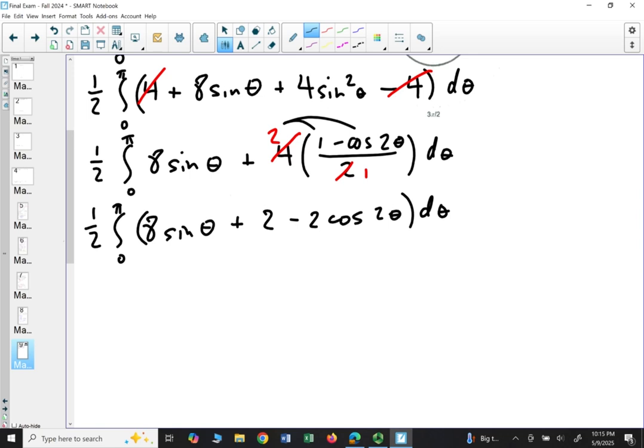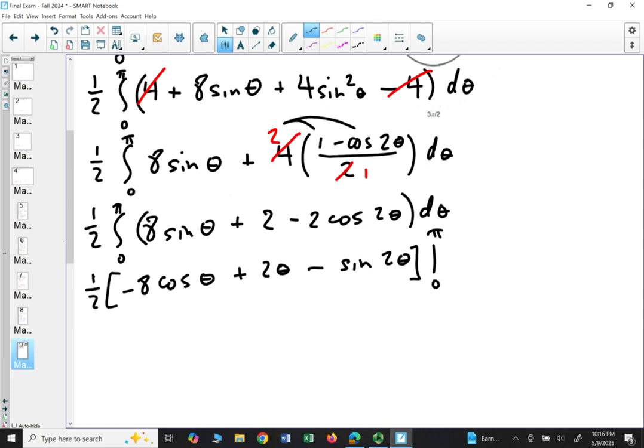Okay, so now at this stage we're basically ready to integrate this. So I'll have 1/2. Now the integral of sine is negative cosine. So with the 8 we have just negative 8 cosine theta plus, this will turn to 2 theta, and then the integral of cosine theta would be sine theta, but factoring in the 2 theta, that means this would have originally been minus sine of 2 theta. I just take its derivative. The derivative of sine of 2 theta is cosine of 2 theta times 2, right? Okay, and then we'll evaluate with pi and 0.